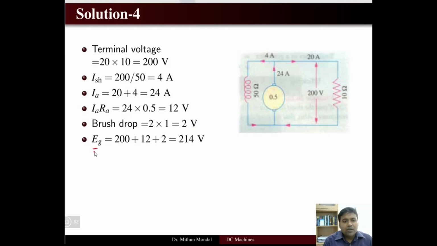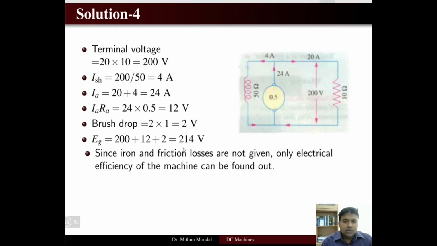So the generated EMF will be equal to the terminal voltage plus the drop in the armature plus the drop in the brush. So applying the KVL equation, you will get the generated EMF. So generated EMF is the terminal voltage plus the armature drop plus the brush drop. So you'll get 214 volt as the generated EMF. Now, since iron and friction losses are not given, only the electrical efficiency of the machine can be found out. Okay, so you have not been given the information of iron and friction losses, so you can compute the electrical efficiency. So electrical efficiency means what is related to the armature.